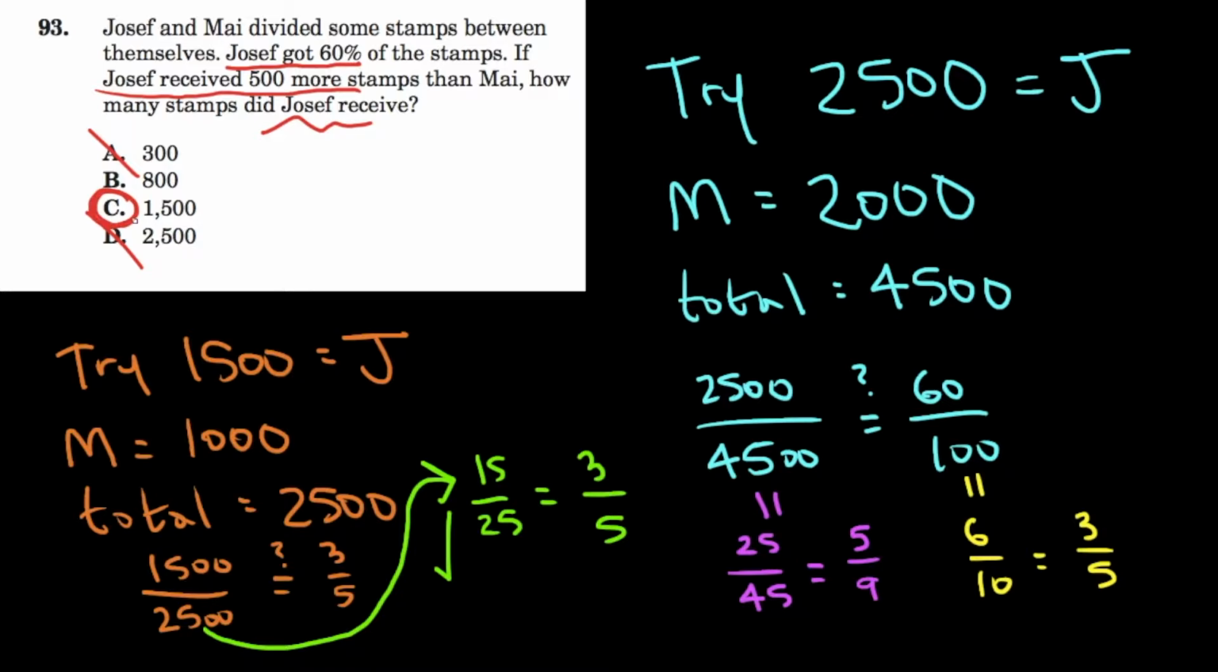And that's the answer. I highly, highly recommend this approach. But if you're curious about the algebra, here's what it looks like. Now, they say Joseph got 60% of the stamps, and that's the total number of stamps. So that means J equals 60%, which is the same as times 0.6. So 0.6 times the total number of stamps would be J plus M. That's Joseph's and May's stamps combined.